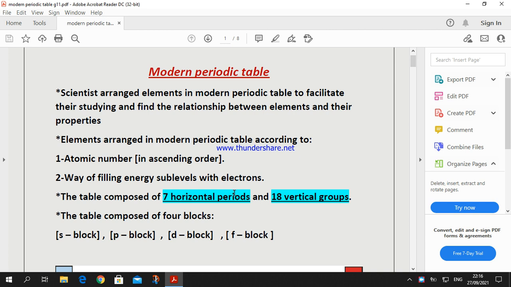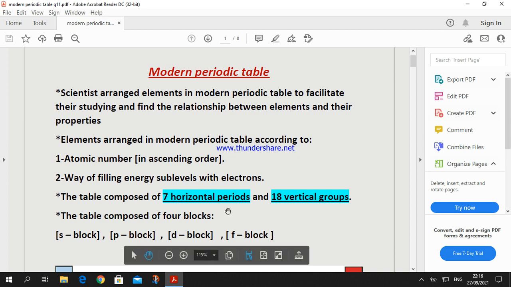Number 1, according to atomic number, okay? The elements are arranged in ascending order according to the atomic number of the element, and also arranged according to the way of filling energy sublevels with electrons. We know that the energy sublevels found in an atom, we have 4 energy sublevels, okay? S, P, D, F, okay?